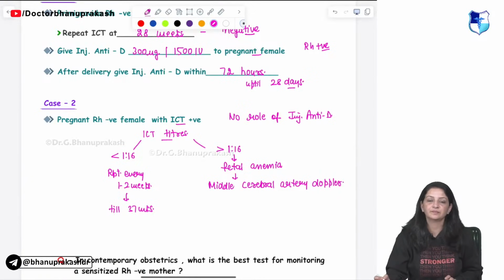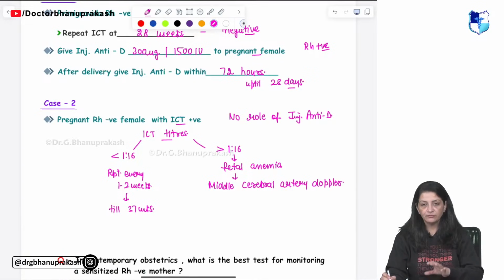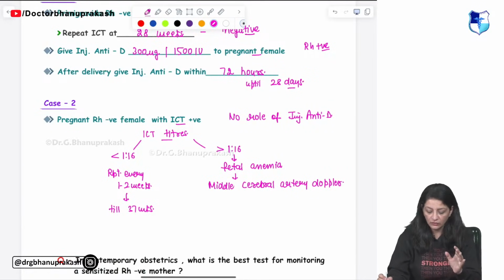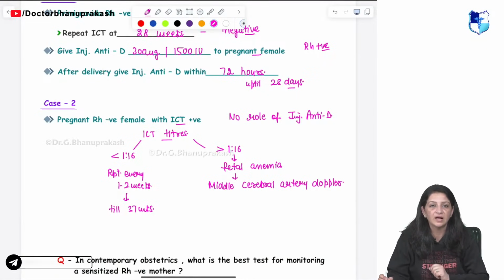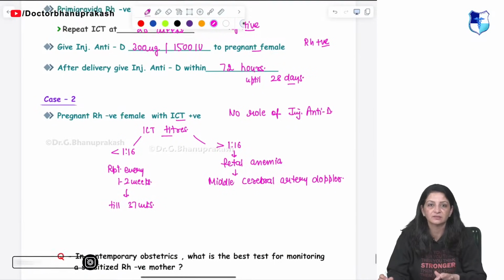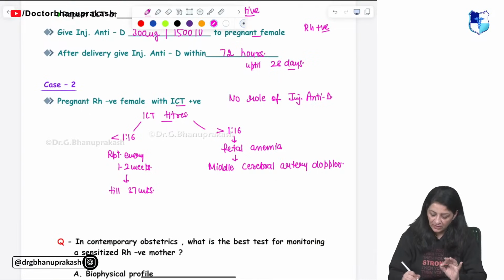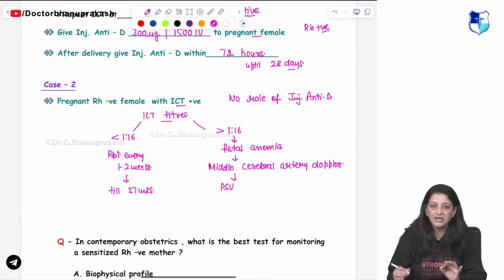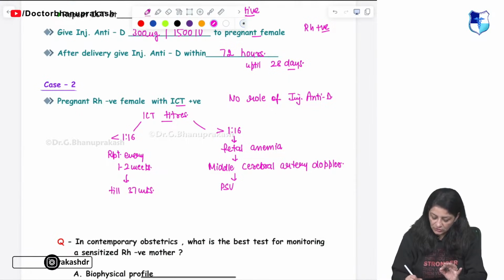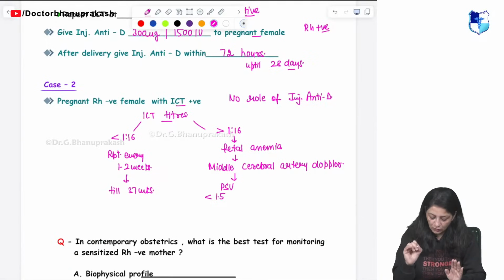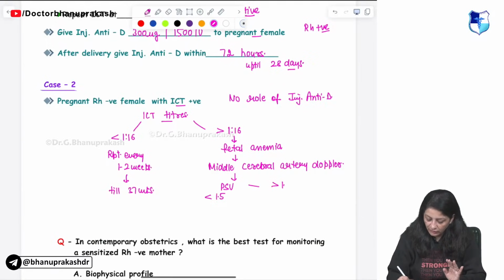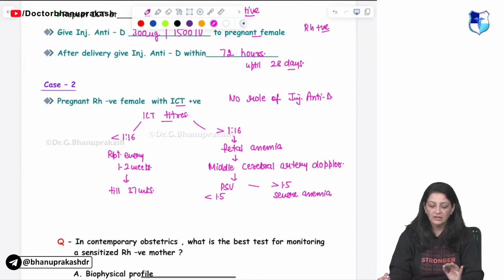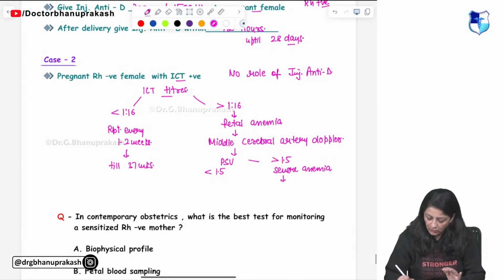Brain sparing effect: the baby knows which is the essential organ, so what will it do? It will increase its blood supply toward the brain. This is called the brain sparing effect. So in the middle cerebral artery, we have to check PSV, peak systolic velocity. If peak systolic velocity is less than 1.5, then there is no problem. But if more than 1.5, it means there is severe anemia. Then the next step is cordocentesis.